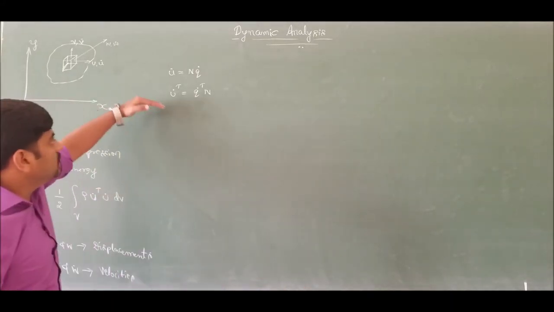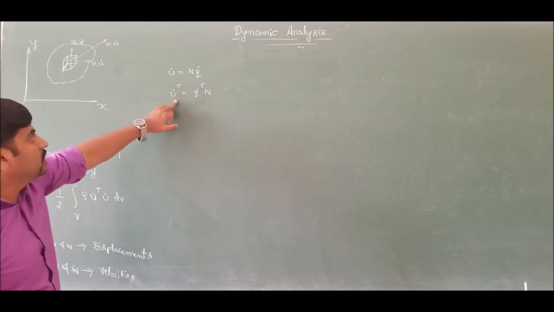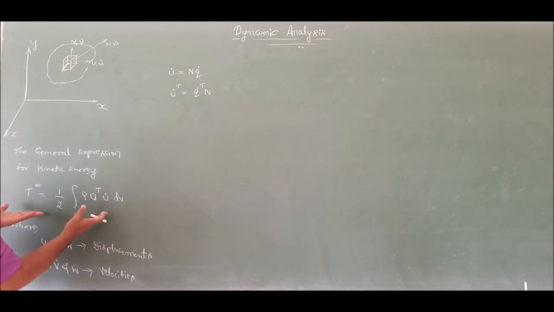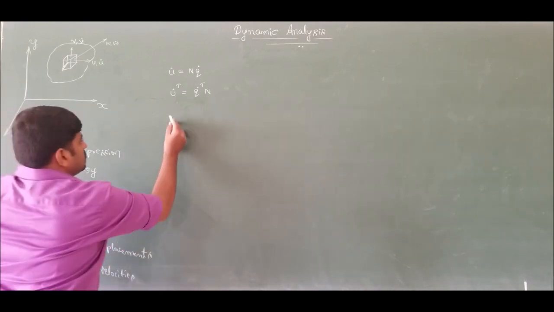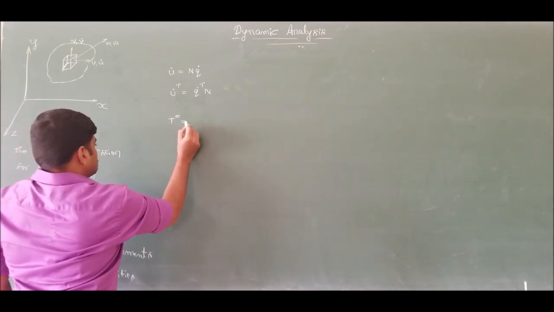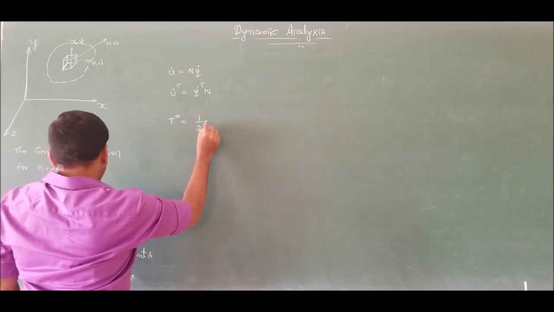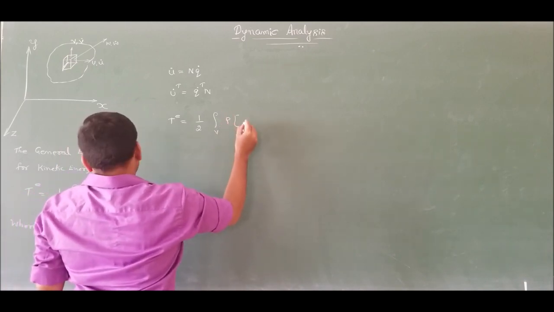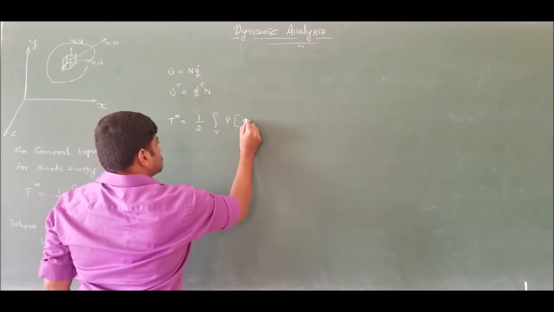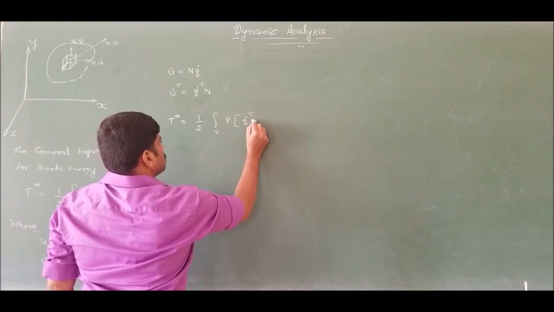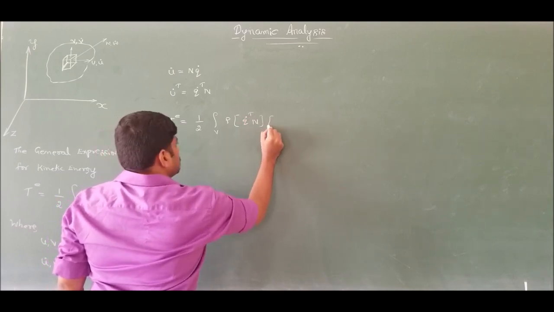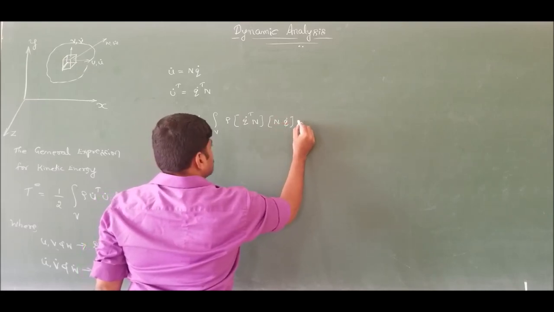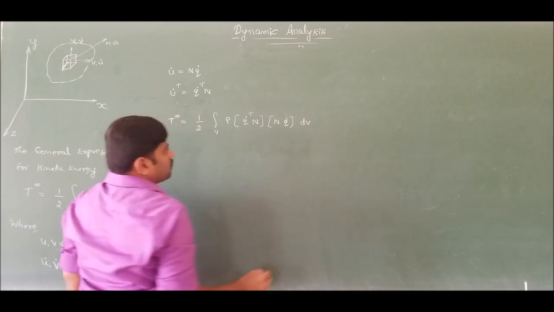Now, substituting this global velocity, which is equal to shape function into nodal velocities, into the equation of kinetic energy, I will get the kinetic energy of the element as half volume integral of density times the transpose of the velocity matrix, which is already known to us, q dot transpose into shape function, into velocity, which is equal to shape function into nodal velocities, into the volume.